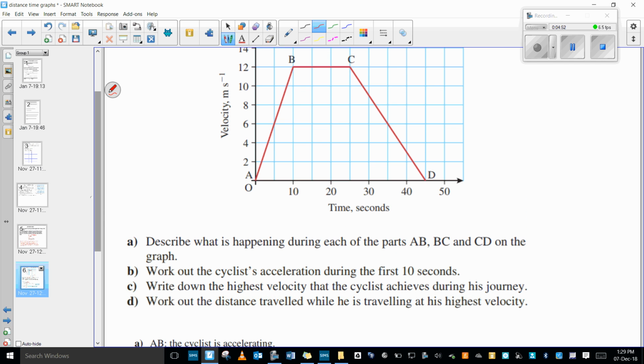So BC, it's a horizontal line. So what did we say about horizontal lines? Constant velocity or constant speed, yeah. Now you already read the answers. And then C to D is decelerated. I accelerated. Good girl.